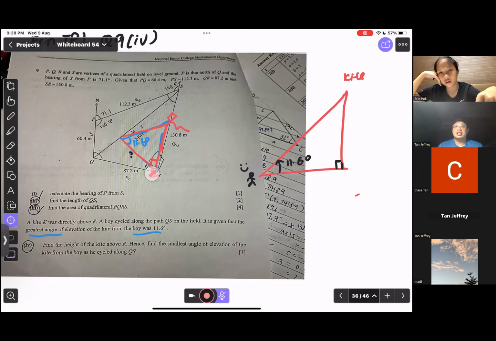To find this line over here. This is the shortest distance. Okay, it's quite hard.